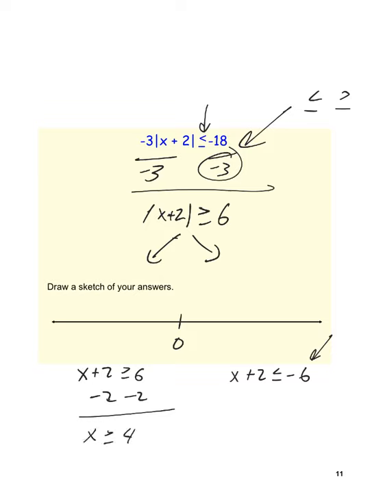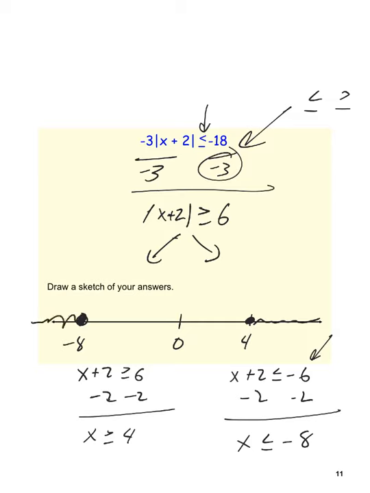So we subtract the 2 from both sides, and we get x is greater than or equal to 4. So we put a 4 here, and it's greater than or equal to 4. We subtract 2 here, and we get x is less than or equal to -8. And so we'd put the -8 out here, fill in a circle there, and fill backward from there.